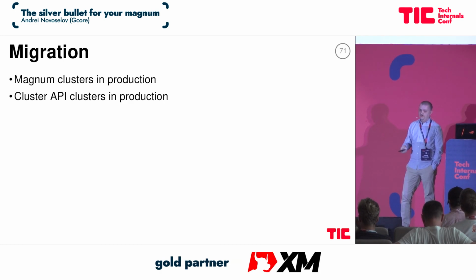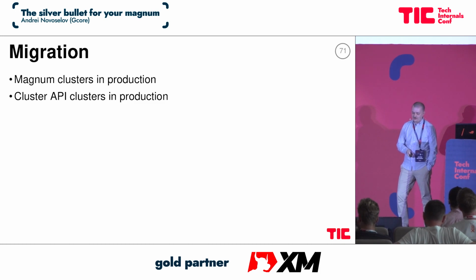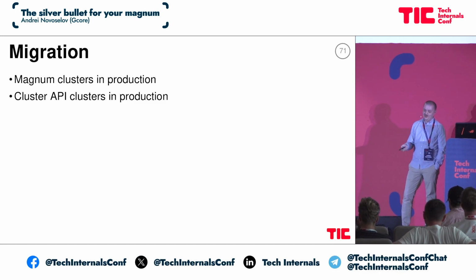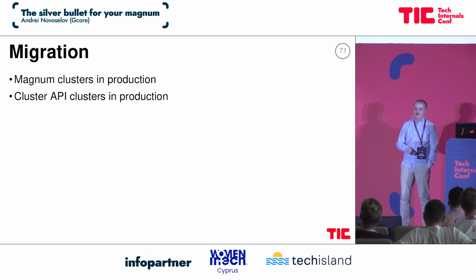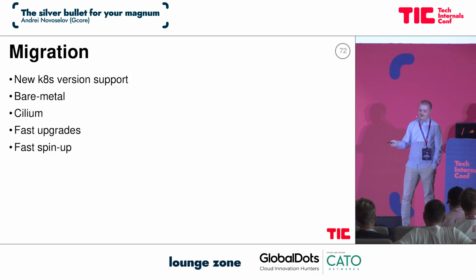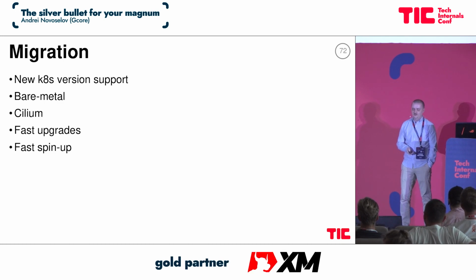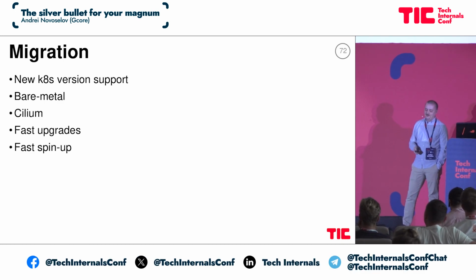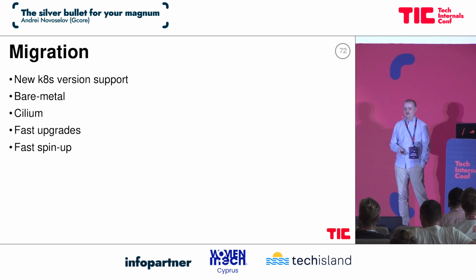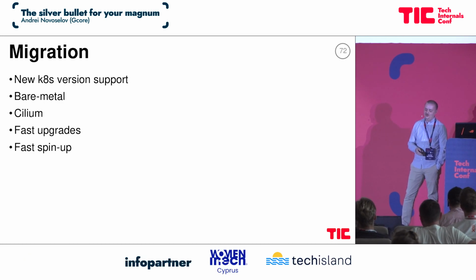So now we have two orchestrators in production. We have Magnum clusters in production, and we have Cluster API clusters in production. And the funniest part is how to migrate easily from the old orchestrator to another. And the answer is there's no such way to do it without an enormous amount of time and resources. So the only thing we could do is to tell our clients, hey, we have a new orchestrator.